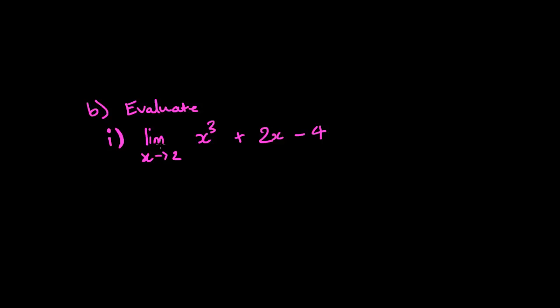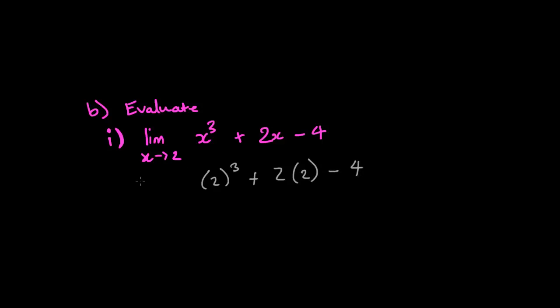Okay, so moving on to B, all we have to do is just sub this 2 into the equation. So we've got the limit as x goes to 2, and we can just sub it in since we don't have any other problems in this equation. So we end up doing something like this: 2 to the power 3 plus 2 times 2 minus 4.